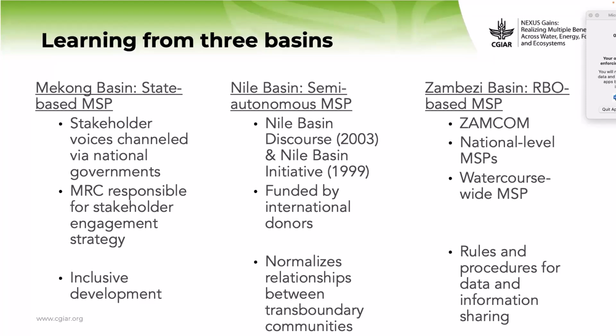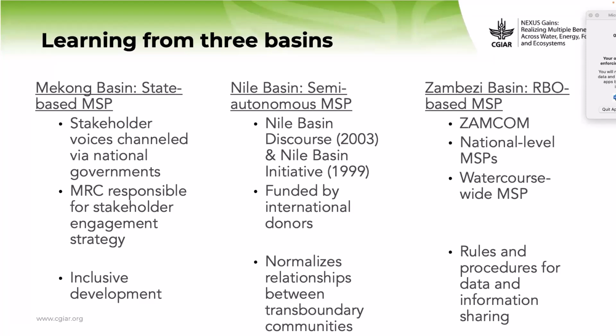The Nile Basin Discourse is funded by international donors, whereas RBOs are typically funded by national governments. And among many achievements, and we're going to hear about some of those today, they've really been crucial in normalizing relationships between transboundary communities. There are numerous examples of the construction of a dam or some sort of infrastructure project where they'll bring together communities across borders to ensure that there is no conflict. And again, normalizing those relationships beyond any sort of infrastructure project.